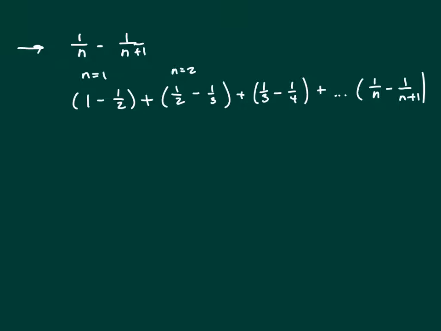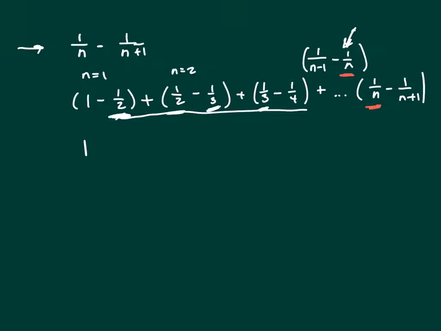Now look what happens. Notice how the second term cancels with the first term of the next one. So what you're left with is a 1, because all these are canceled. And the term right before 1 over n minus 1 over n plus 1, what would that be? Well, that would be 1 over n minus 1 minus 1 over n. Let me get another color here. This last term matches the first one of the next one.